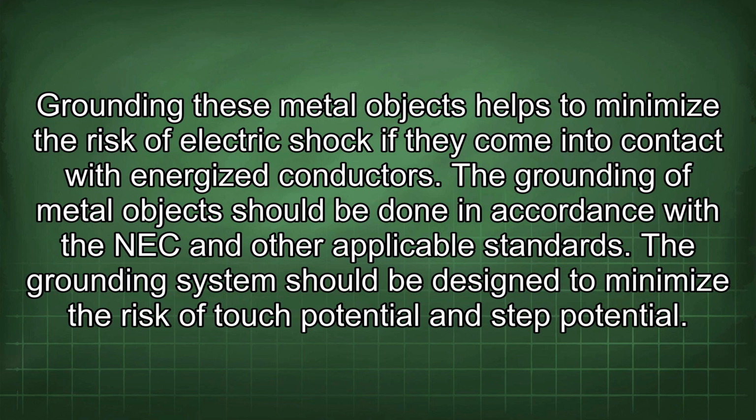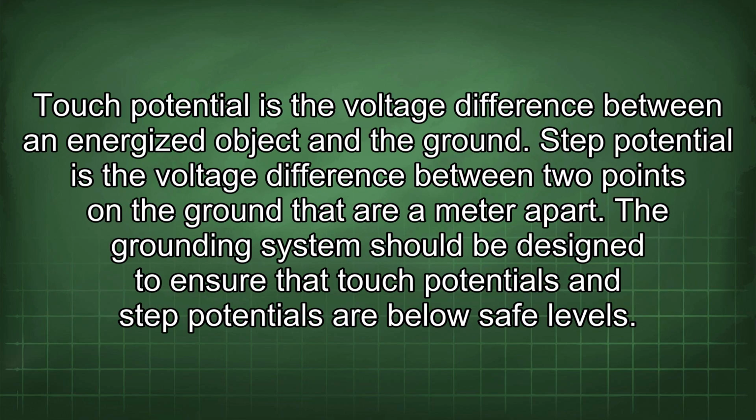The grounding system should be designed to minimize the risk of touch potential and step potential. Touch potential is the voltage difference between an energized object and the ground. Step potential is the voltage difference between 2 points on the ground that are a meter apart. The grounding system should be designed to ensure that touch potentials and step potentials are below safe levels.